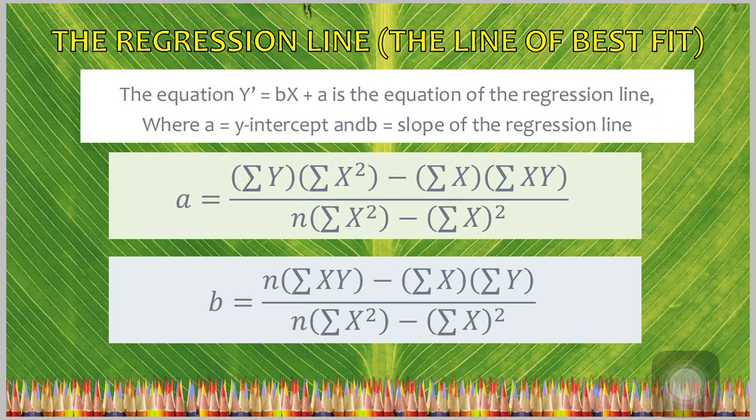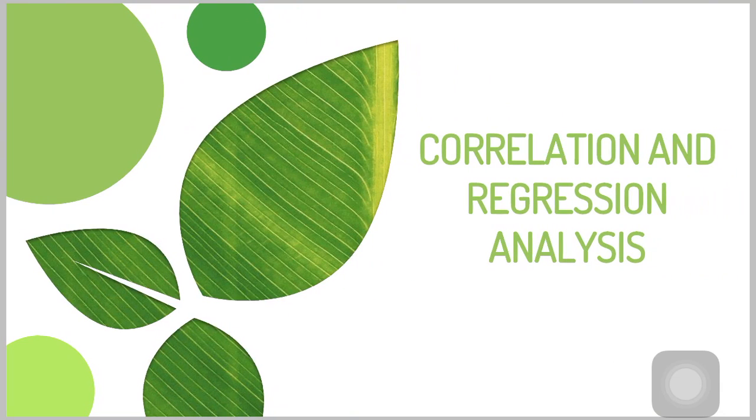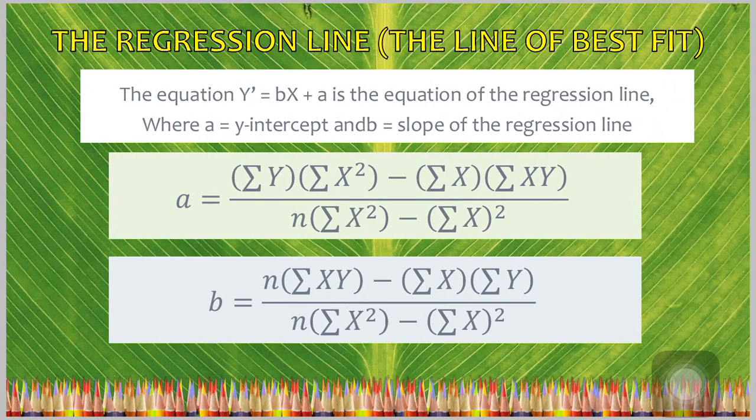Here's the formula for a and b. Where do we get the values? We go back to our completed table. Remember, there are summations. That ends this one for a short chapter review.